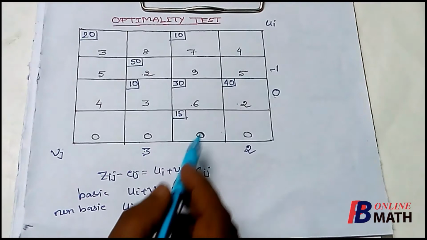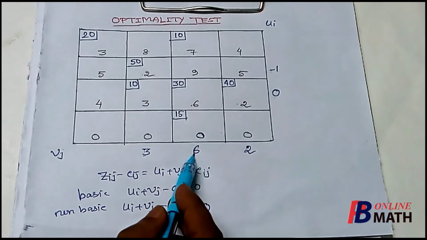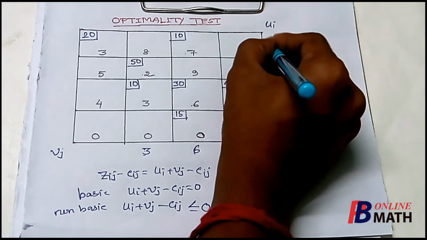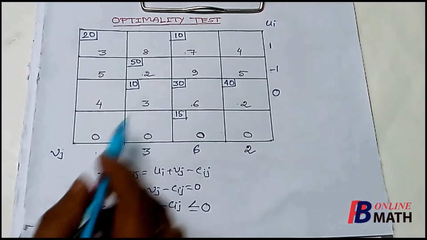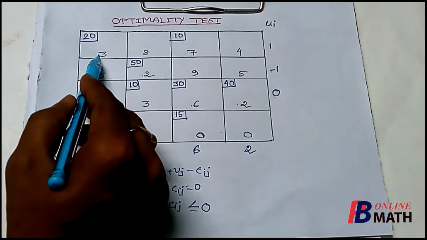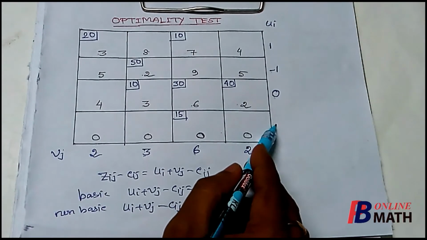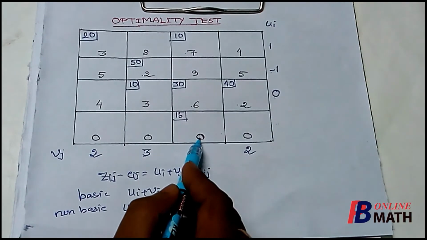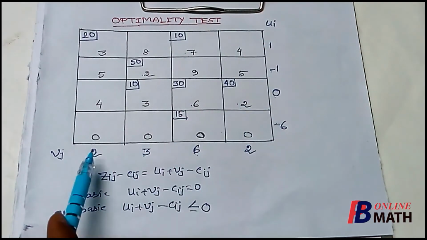That means ui plus vj minus cij is equal to 0. So ui plus vj minus cij is equal to 0. That means this value is 1. Now using this value we can find this value, because ui plus vj minus cij equal to 0. So this will be 2. And finally for this value we can easily find that, because ui plus vj minus cij equal to 0. So this is minus 6. So we have obtained all the values of ui and vj.